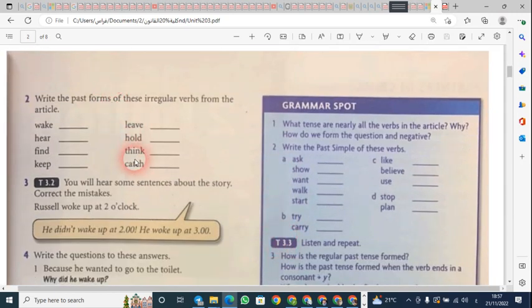Here again we have verbs. Here we have verbs in the infinitive, in the present, and we need to put them in the past. Do that, you do that.